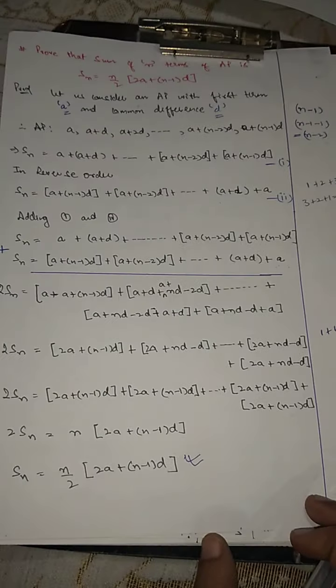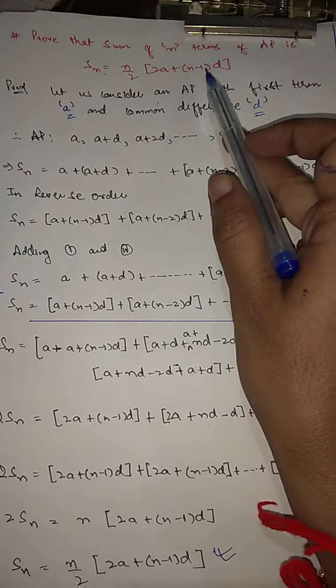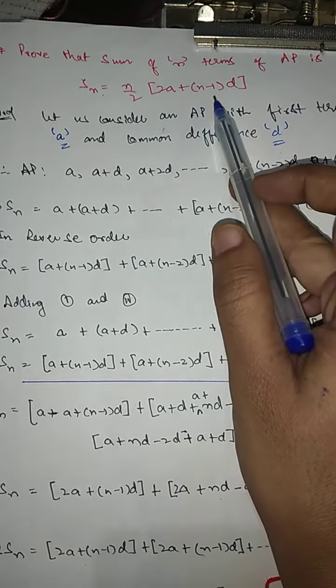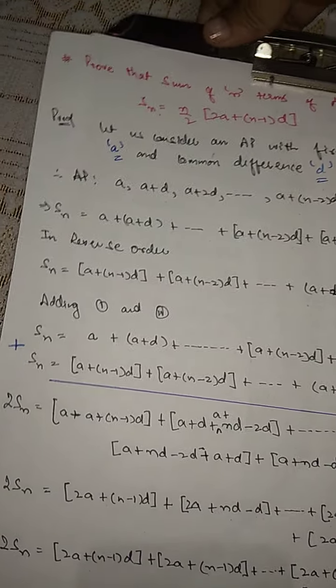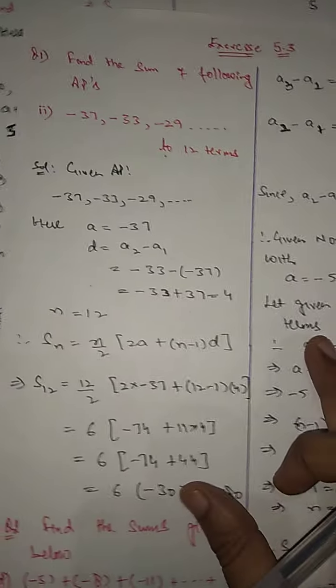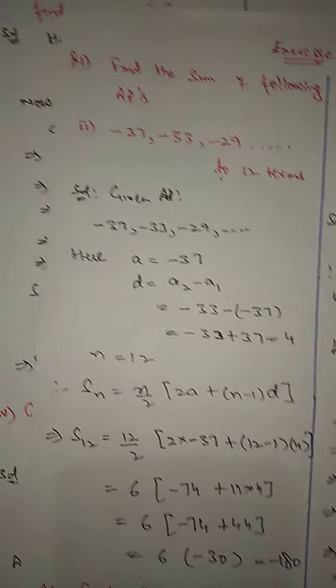This is how to derive the sum of n terms, how to prove the sum of n terms as n upon 2, 2a plus n minus 1 into d. So now, after the derivation of this formula, let's move towards exercise 5.3.